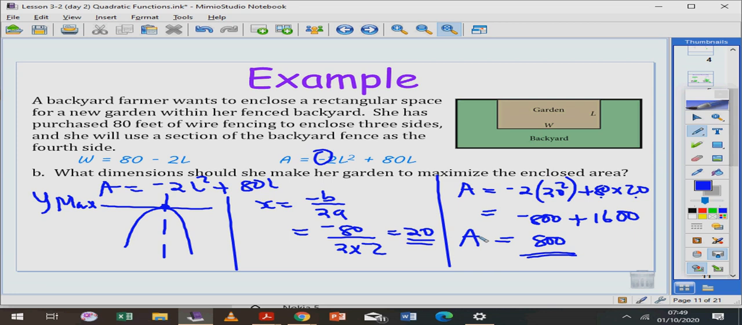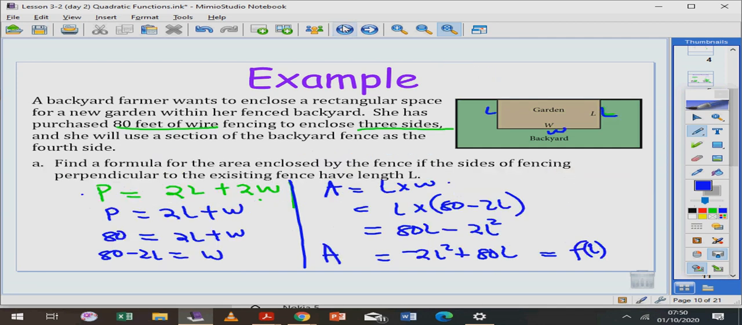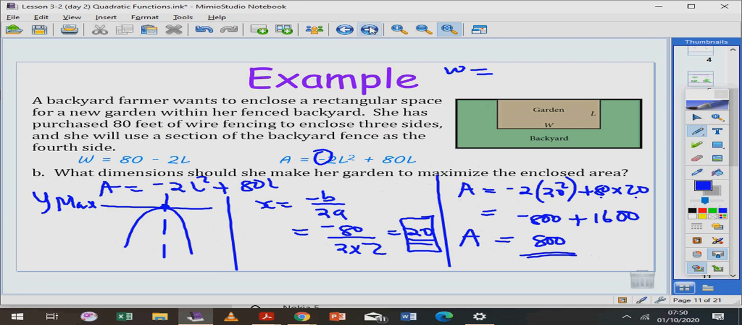We were solving for what dimensions you should make a garden. The answer to that is 20. That's the dimensions. The length should be 20, and if the length is 20, remember from this formula on the previous screen that width is equal to 80 minus 2L. So the width will be 80 minus 2 times 20, which is 80 minus 40, which is 40. So that's the solution.